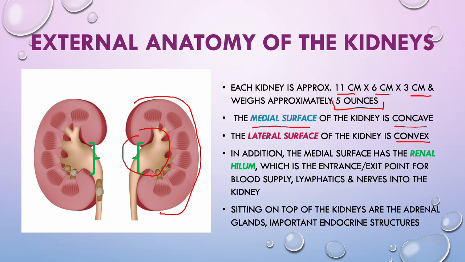Convex. As we talked about with the lungs and the spleen, they have a renal hilum. This is the entrance and exit point for blood supply, lymphatic vessels, and nerves into the kidney, okay? And on top of our kidneys is where the adrenal glands sit.